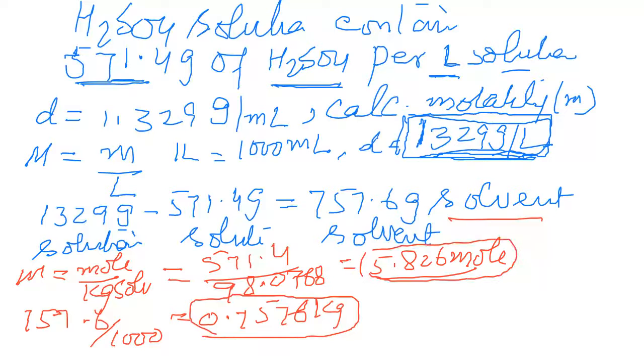And now you will write the molality formula. Molality equal to 5.826 mole divided by 0.7576 kilogram of the solvent. Then you will get 7.690 molality.